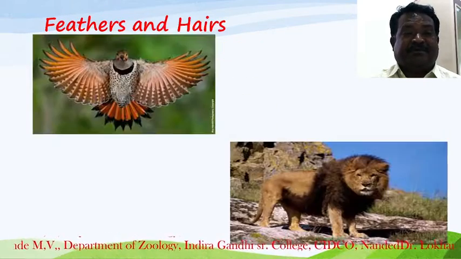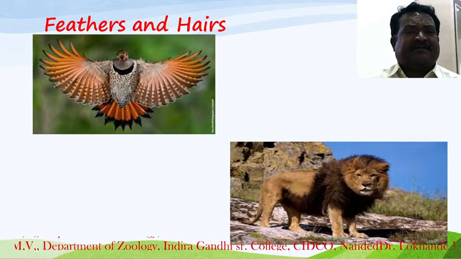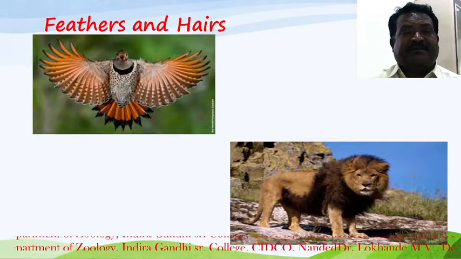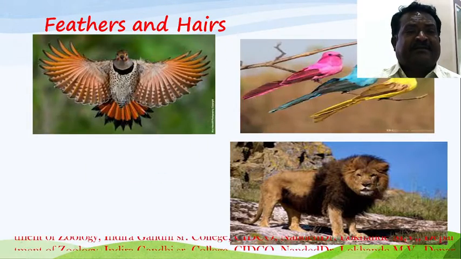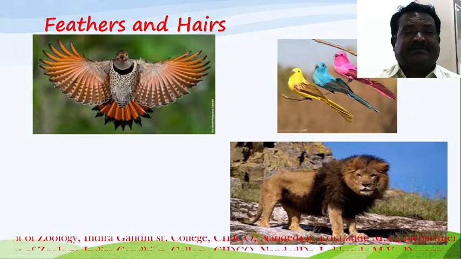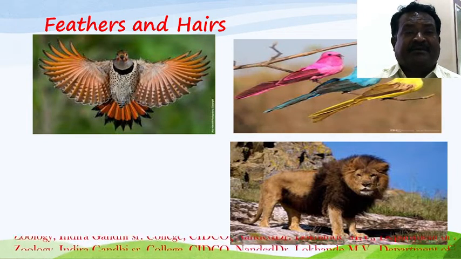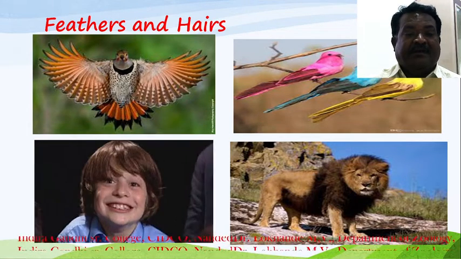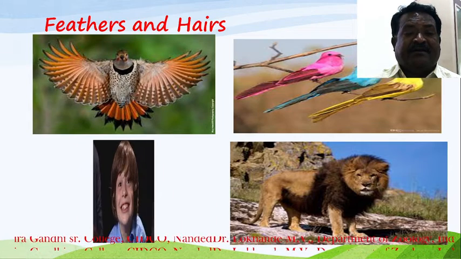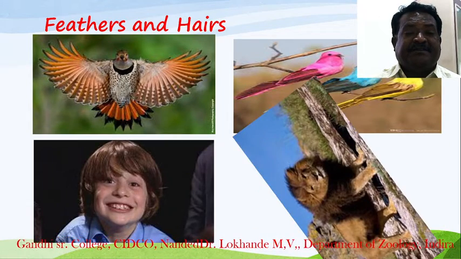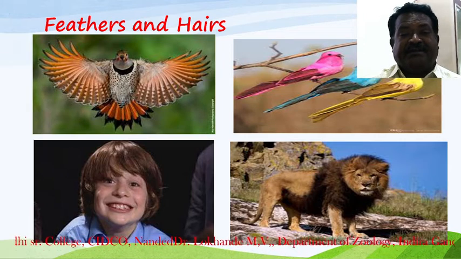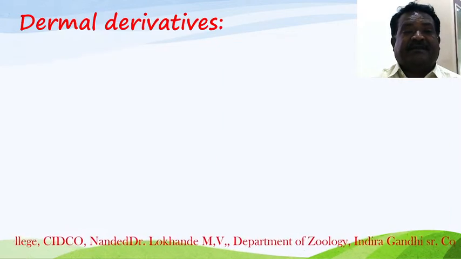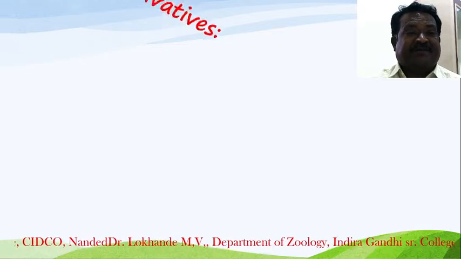Another characteristic of the skin is that it gives rise to feathers and hairs. Look at these two different pictures. In birds, they have feathers, and these feathers originate from the epidermal layer of the skin. And another one is the hairs, and these hairs are present in the group of mammals. The skin gives rise to hairs. This is nothing but the feathers and the hairs embedded in the epidermis layer.